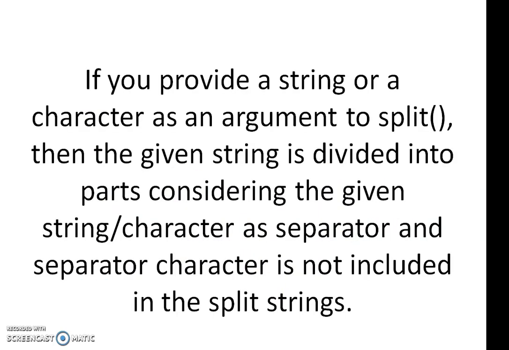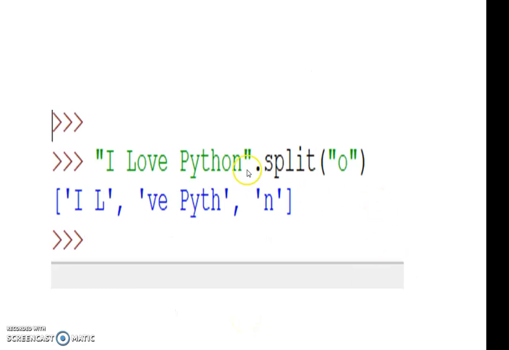But see, if you provide a string or a character as an argument to split, then the given string is divided into parts considering the given string or character as the separator, and the separator character is not included in the split strings. When you pass a parameter to the split function, that element will not be contained in the output. See the example: I love Python, split of O. Here we pass the parameter O. That's why in the output the O is not present.